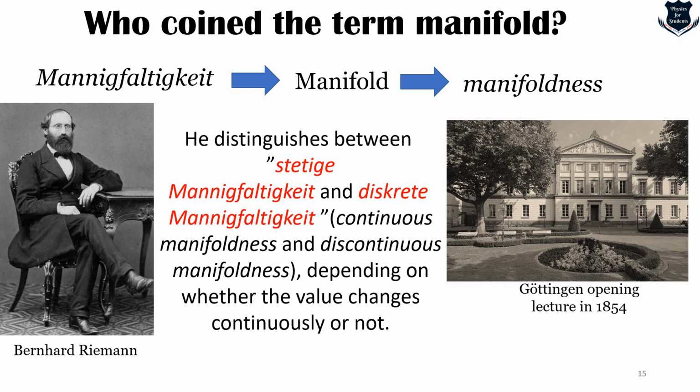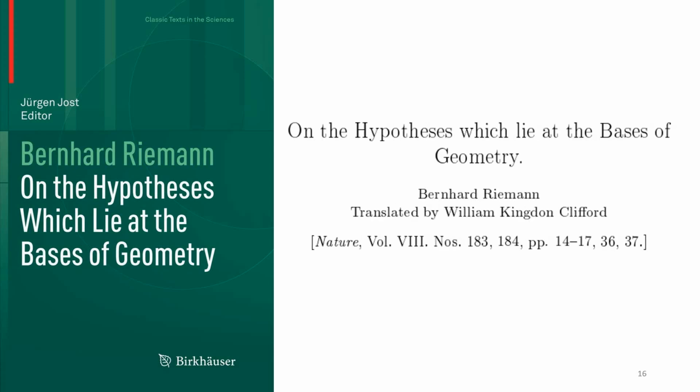He distinguishes between continuous manifoldness and discontinuous manifoldness, depending on whether the value changes continuously or not. As continuous examples, Riemann referred not only to colors and the location of objects in space, but also to the possible shapes of a spatial figure. So this was the inception of the concept of manifold in the opening Göttingen lecture of Riemann in 1854. Now, this is the famous book, the historical book where Riemann introduced the concept of manifold. As you can see, I have underlined in red that William Clifford translated this to English.